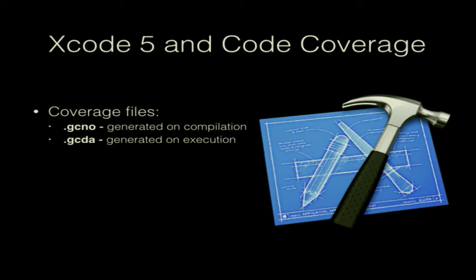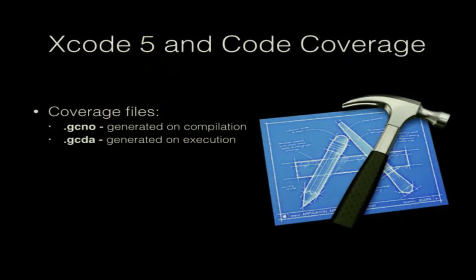The first is a GCNO file, and that's generated on compilation, and that's an object file, or really a map that tells you what block of code in the object file goes to what lines of code in your source file. And the next is a GCDA file, and that's generated on execution that basically tells you what blocks of code in the object file have been executed. I've looked very hard to find out what these initials stand for. I wasn't able to find it.